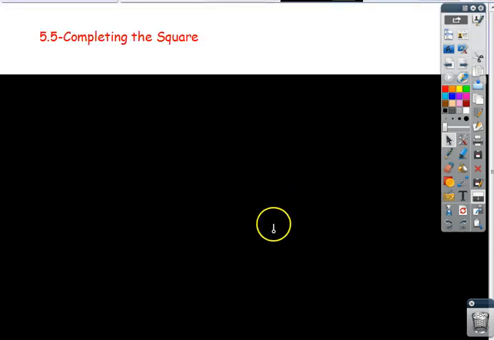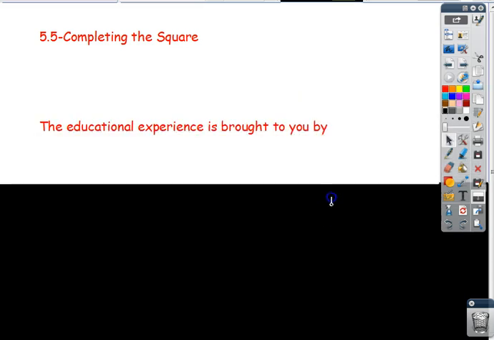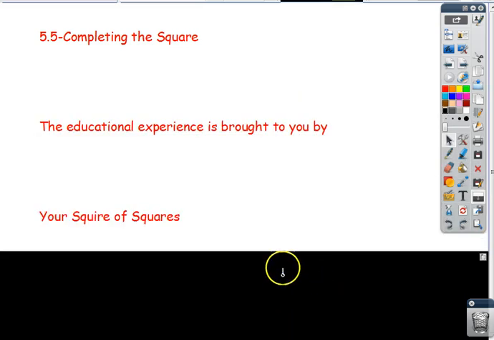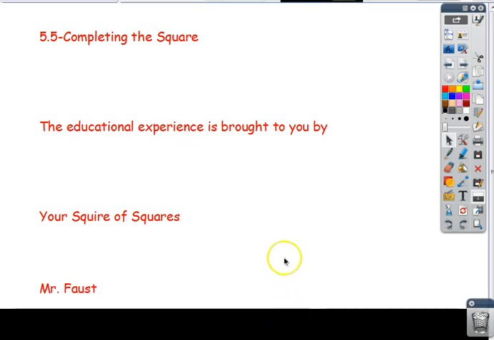Hello there, children. Today we are going to work on Section 5.5, completing the square. This educational experience is brought to you by your squire of squares. That will be me, Mr. Faust. Let's soak this all in and think about what we have to do.